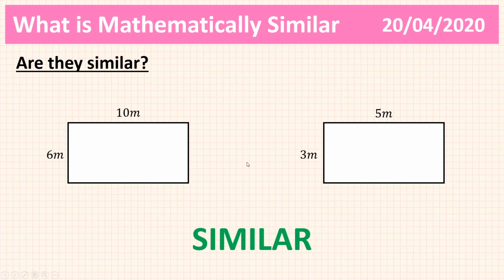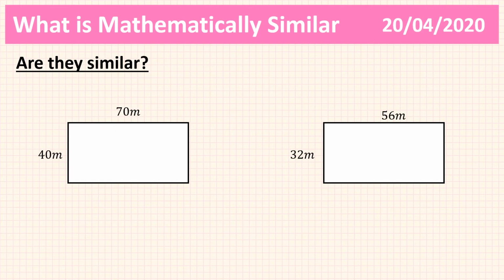Another way you could look at it is 5 is half of 10 and 3 is half of 6. There is a scale factor between them, the scale factor being 2 or a half, depending on which way you're looking at it, and it's very clear that they are similar.